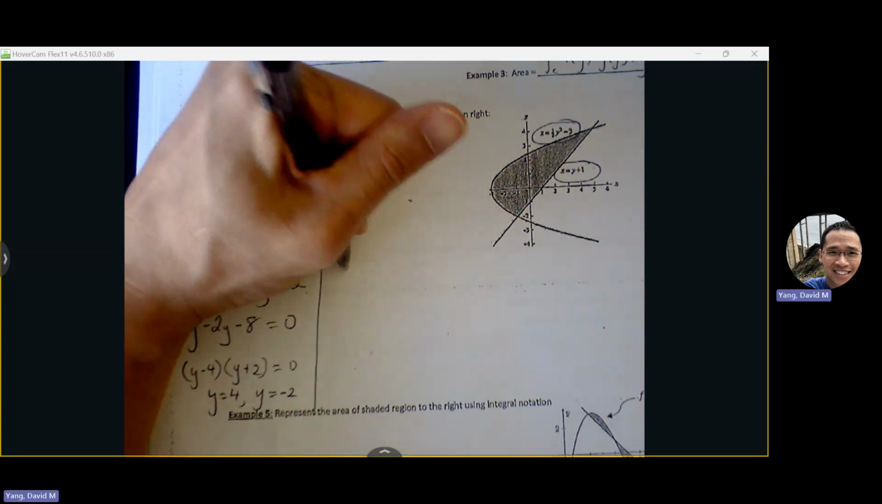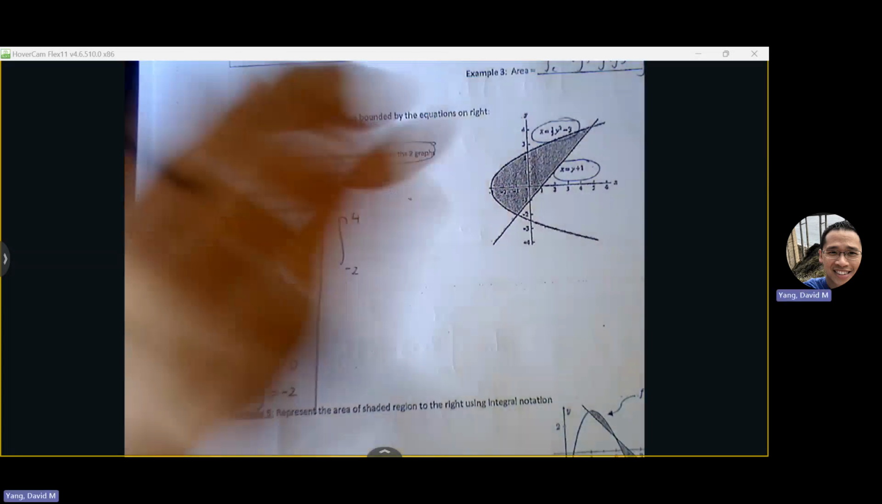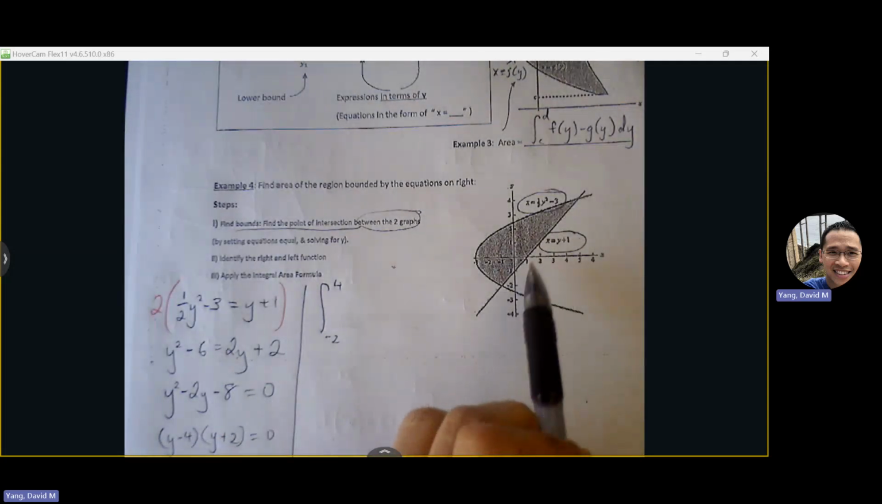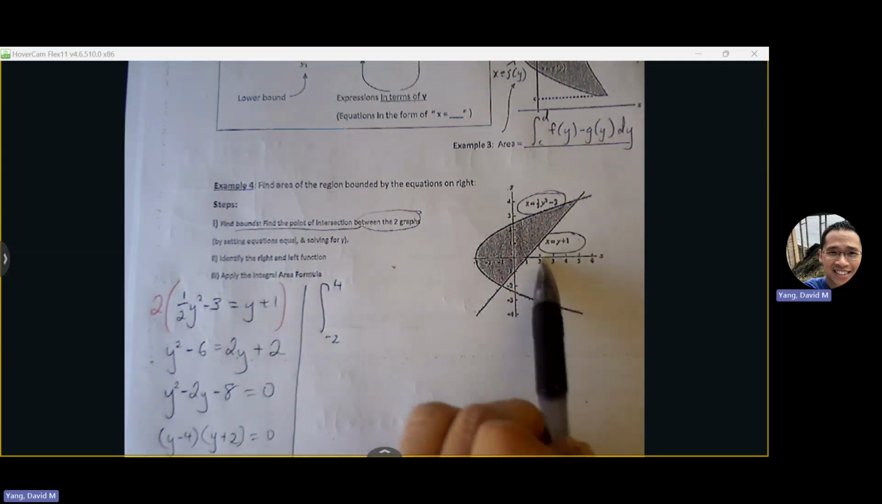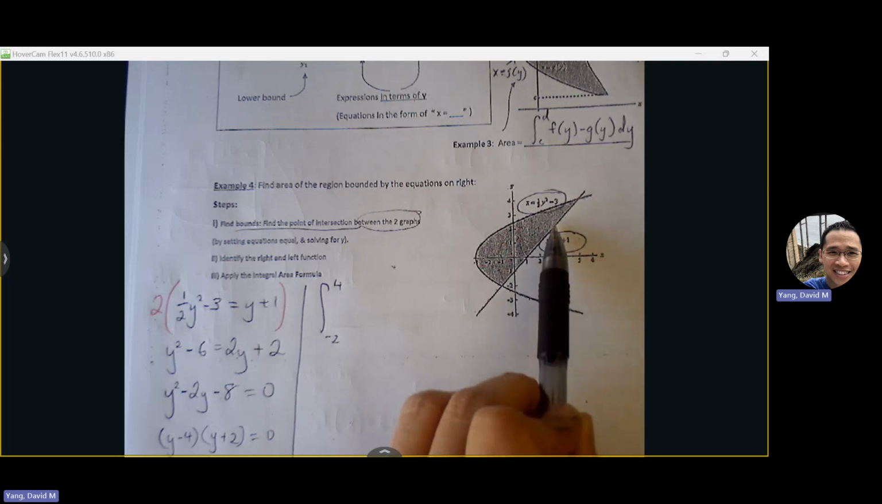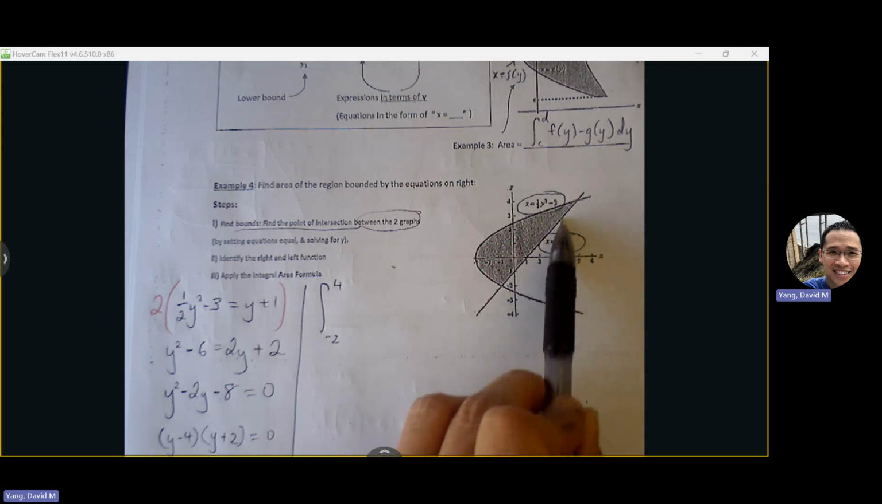Take the integral from -2 to 4, lowest to highest y value. We want to follow the formula here, right graph minus left. So the one on the right is the one that's further along the right, further on the x-axis. So further right is the x equals y plus 1.